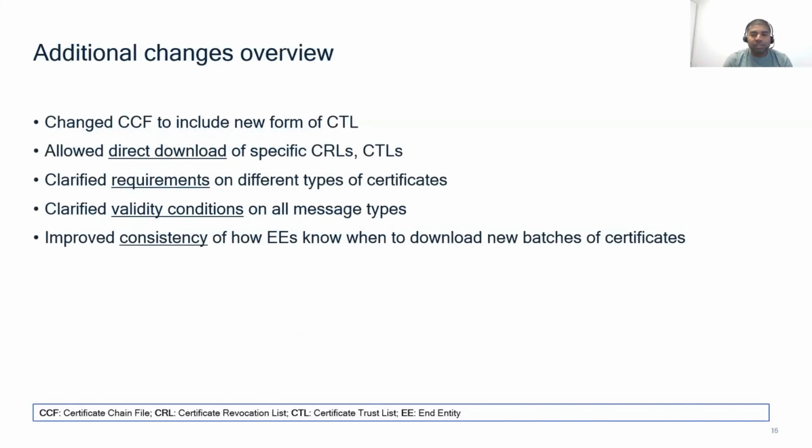And the 1609.2.1 standard is quite huge. There are a lot of other changes that I didn't go over, and here is a very brief overview of the additional changes that we made in the standard. We changed the certificate chain file to also include the new form of certificate trust list. In this standard, we enable direct download of different certificate management objects like CRL, that is certificate revocation list, or CTL, which is a certificate trust list.